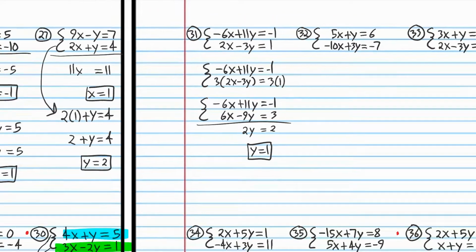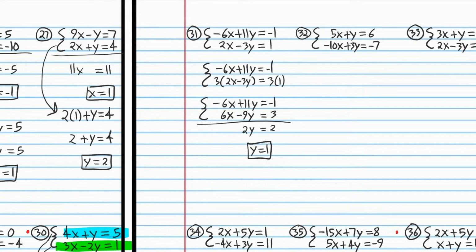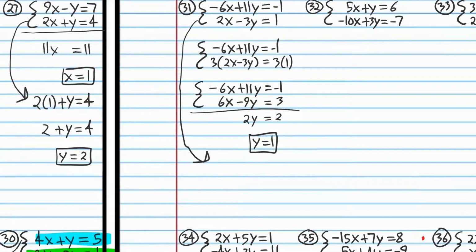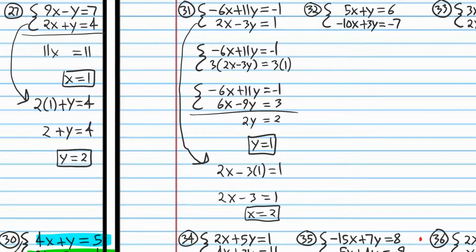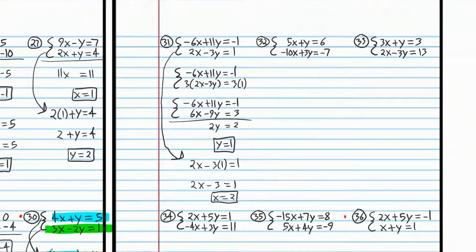That looks right. So now we just plug in y into one of these equations. And I'm going to choose the bottom equation. So 2x minus 3 times 1, because y is 1. We just figured out y is 1. 2x minus 3 is equal to 1. And of course, x is equal to 2. Again, I know I'm skipping steps there, but that's pre-algebra stuff.